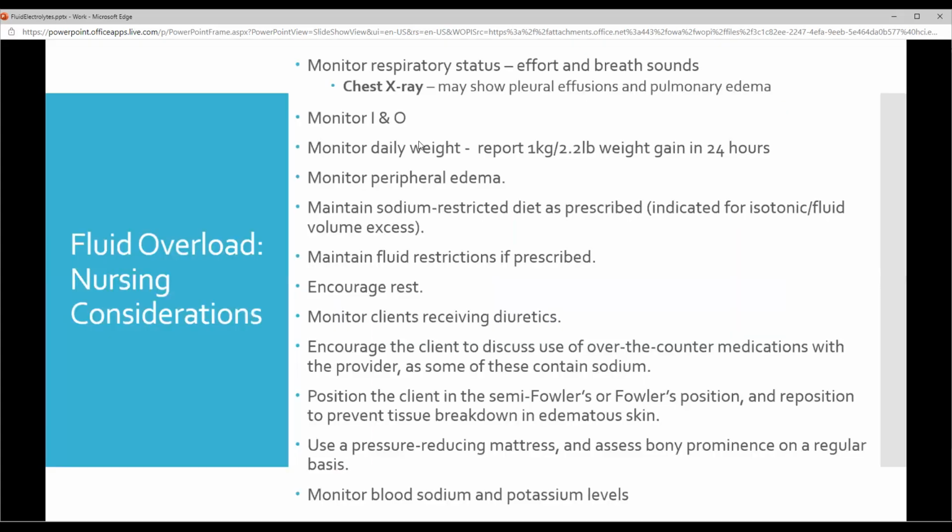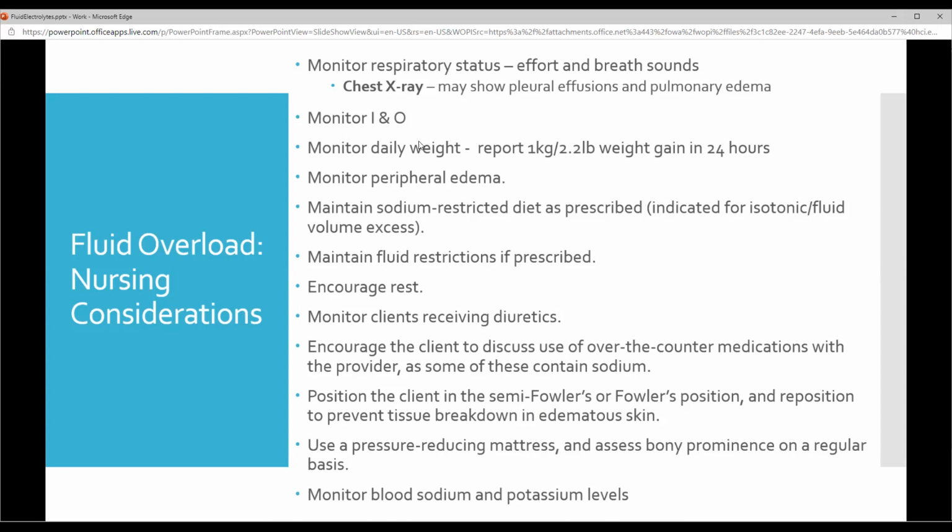All right, so fluid overload. What do I need to do as a nurse? One, monitor respiratory status. Why? Because the fluid's going to be around their lungs. They're going to need maybe a chest x-ray. Monitor the lung sounds. Effort: are they having labored breathing? What else? Daily weights. For fluid status, either one, daily weights are going to give you a good estimate of whether that person is losing fluid or gaining more fluid. Monitor edema, low sodium diet, restrict fluids if you need to.